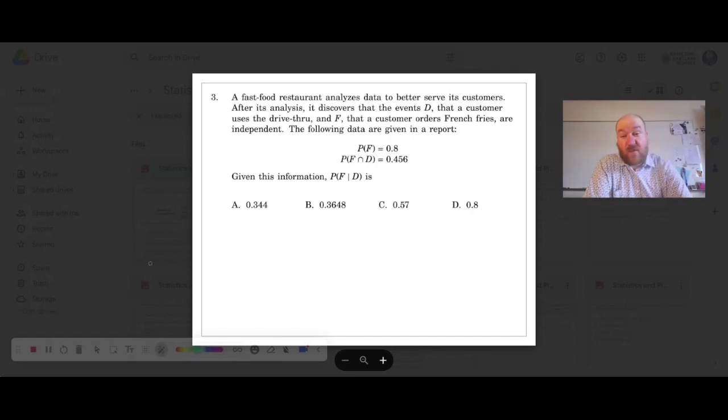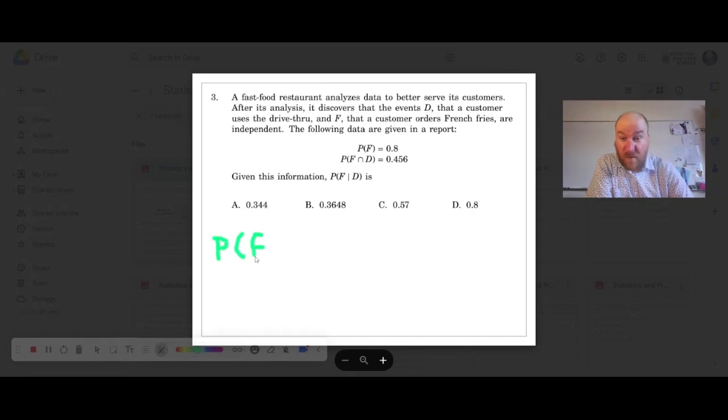So now we need to actually answer this question. Given this information, P(F|D), that line means given. And remember we said, given means we're pretending that that thing is true. So P(F|D) means the probability of someone ordering French fries, given the fact that they definitely 100% went through the drive-thru. And the answer is which of these four choices? Now, I'm looking down at my notes here. If two events are independent, let's word it like this.